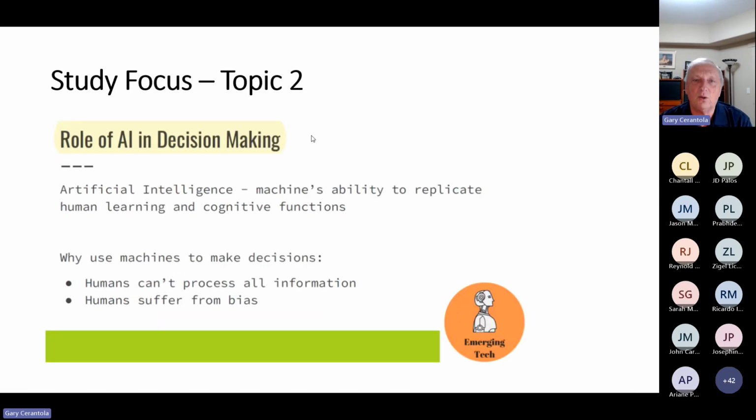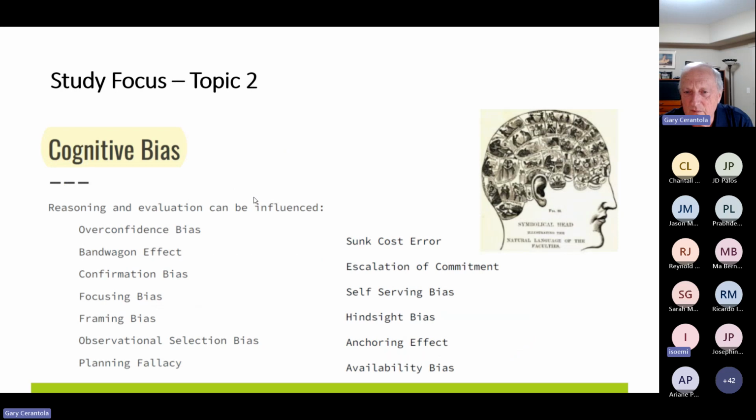So let's talk about the role of artificial intelligence in decision making. Okay. Sorry. So, yeah, go ahead. For focusing bias, can you give an example of that? A cognitive bias? The focusing. Focusing bias. Okay, so let's say that.